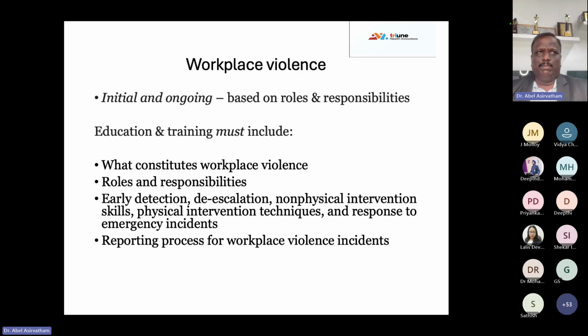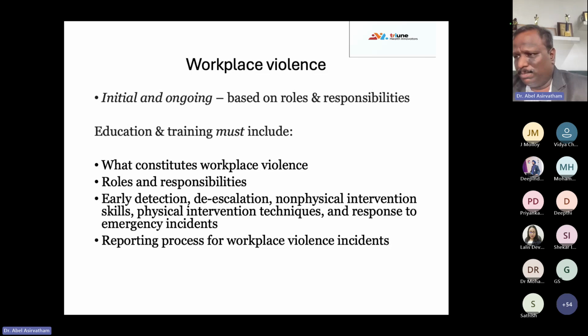It can be between patient to staff, it can be staff to patient, and it can be patient to patient, it can be staff to staff also. Okay, patient to patient may not come, but definitely staff to staff. There will be instances where 2 staff are fighting. Okay, so these things will constitute workplace violence.